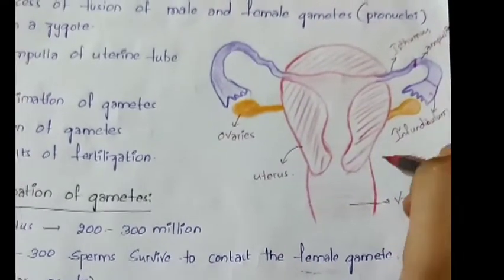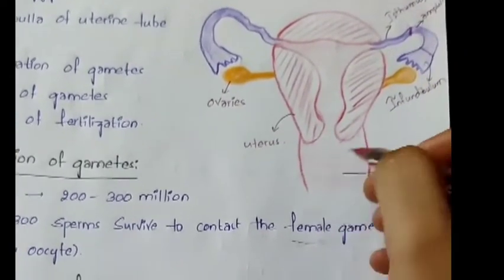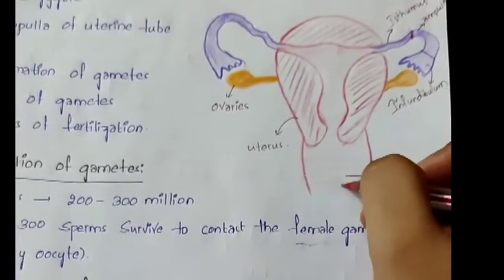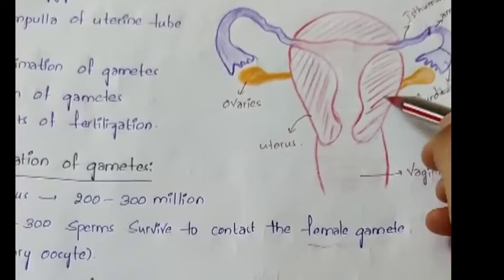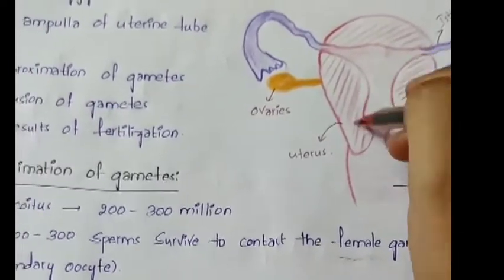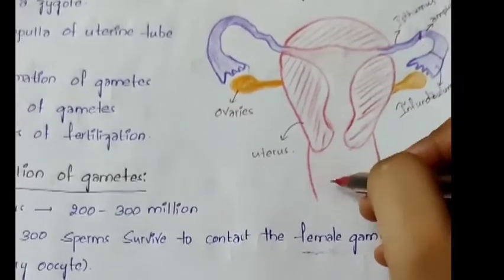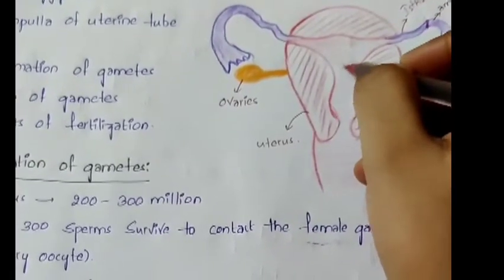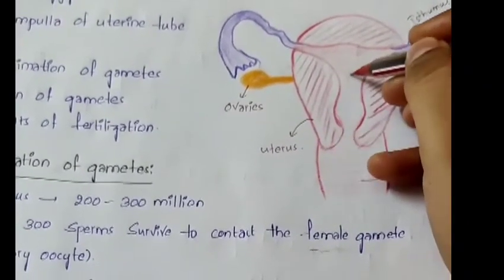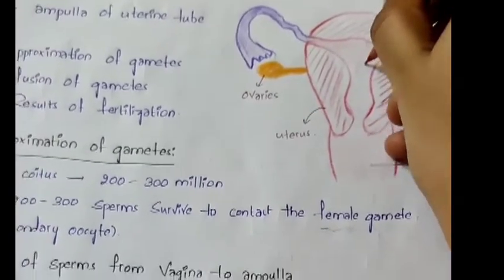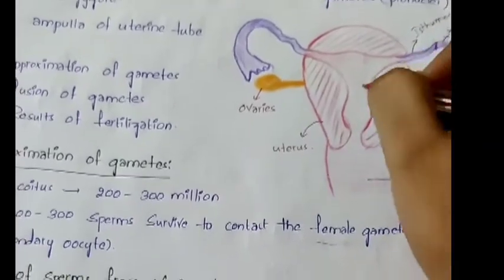The journey of the sperms from the vagina to the ampulla is promoted by the prostaglandins. The prostaglandins secreted here cause the contraction of the uterine muscles. The contraction of the uterine muscles leads to the development of negative pressure inside the uterus. Here the pressure will be more and here the pressure will be less. So the sperms from the vagina are sucked into the uterine cavity because of the creation of the negative pressure. In this way, the sperms move from the vagina to the uterine cavity.